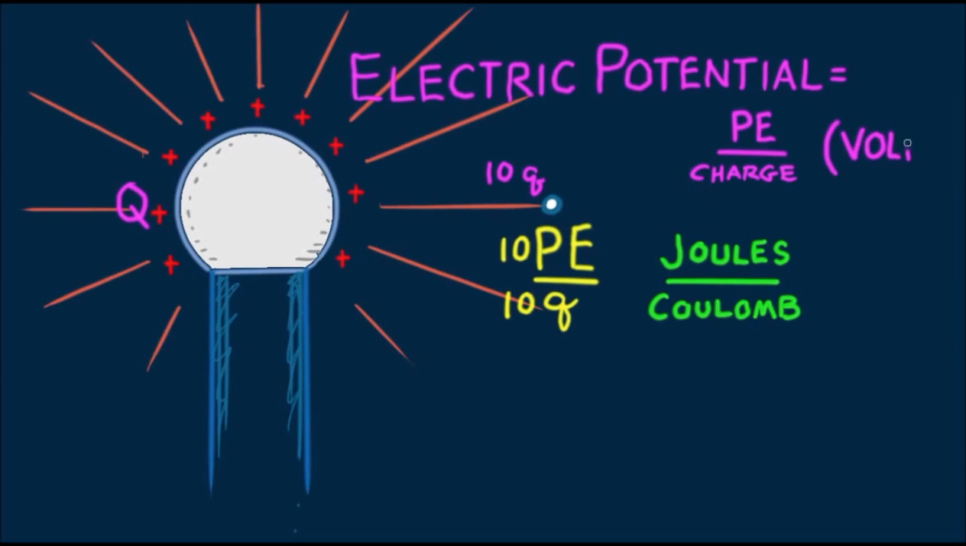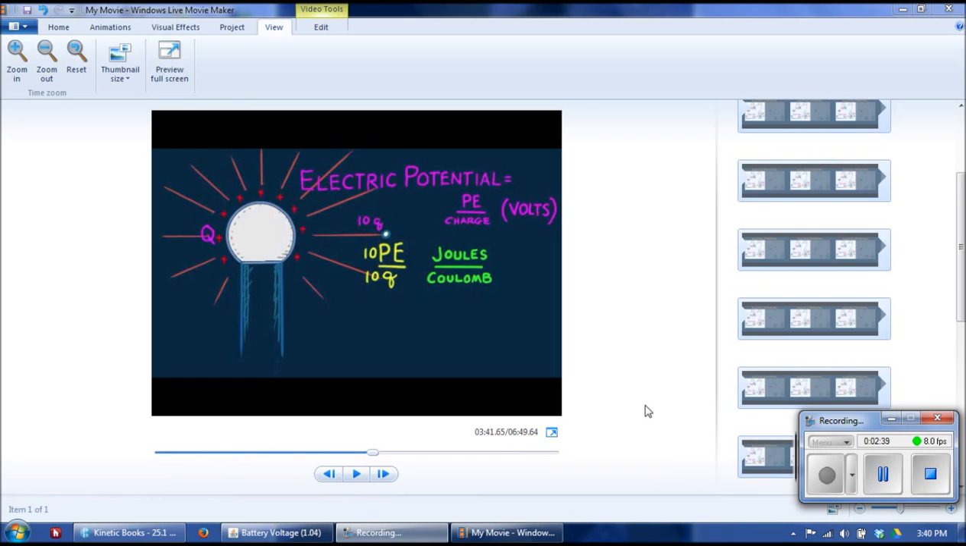We call the ratio joules per coulomb volts. Whereas potential energy is measured in joules, electric potential is measured in volts. One thing I wanted to mention here is that no matter how big this charge is, when it's at that location, it is at the same electrical potential. If we move that charge closer to the sphere, the electrical potential is going to increase because we're increasing the electrical potential energy but not changing how much charge is there by moving it closer.